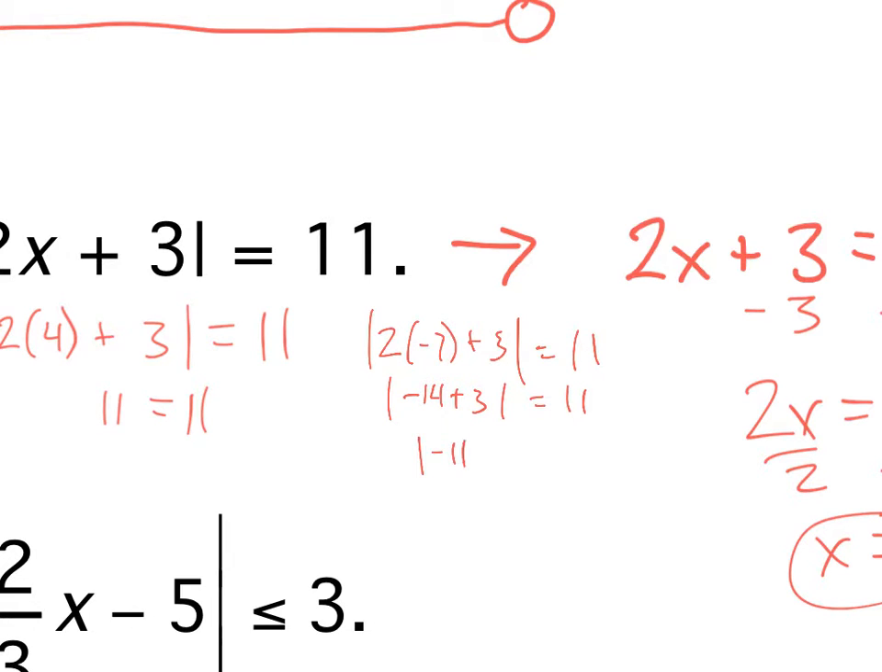-14 plus 3 is -11, but it's inside the absolute value sign, so the absolute value of -11 is positive 11, and that does equal 11, and both of those are true.